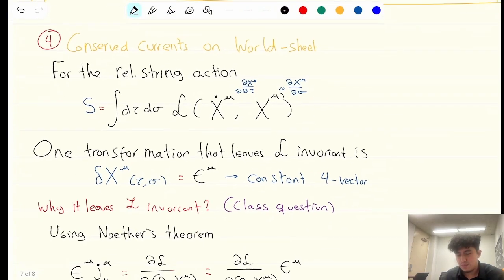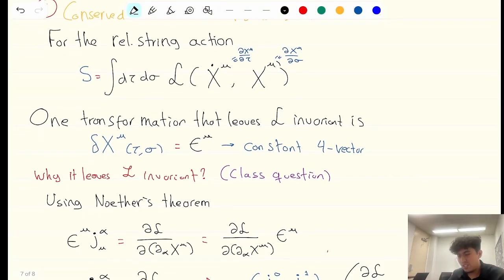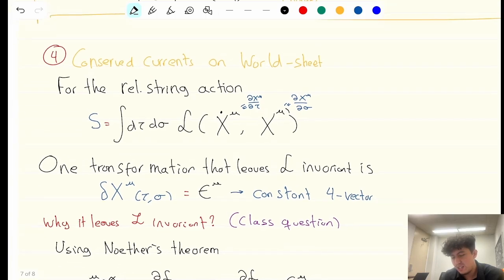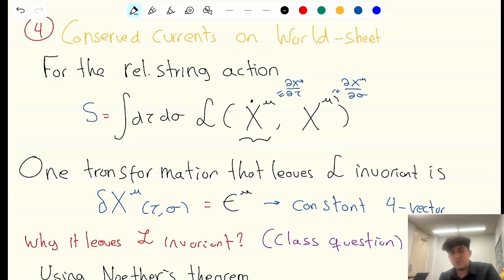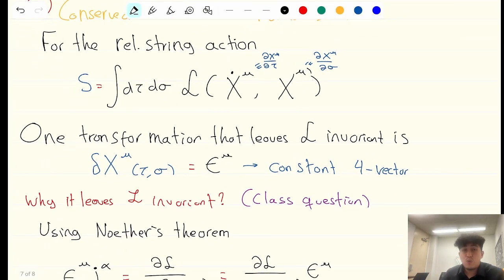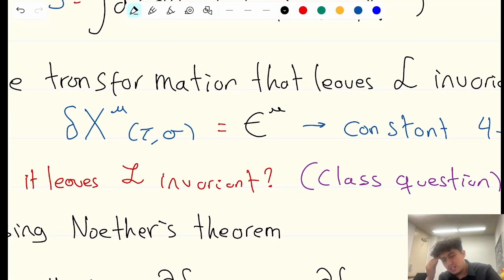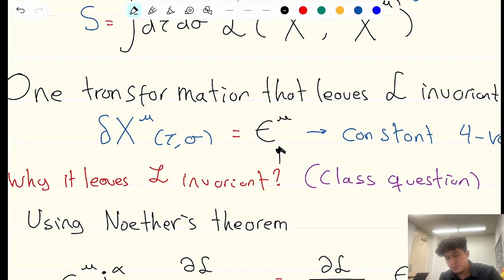Okay, cool. So now we go to the worksheet. We go to the relativistic string again, and our action is just going to depend on the tau derivative and also on the sigma derivative. So that's what we're writing here. And one transformation that we can do that leaves the Lagrangian density invariant is just doing an offset. This is just a constant.